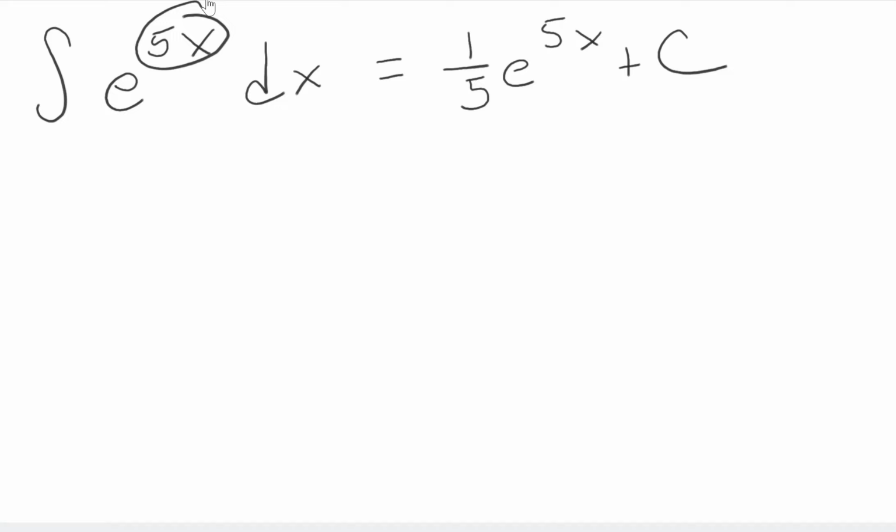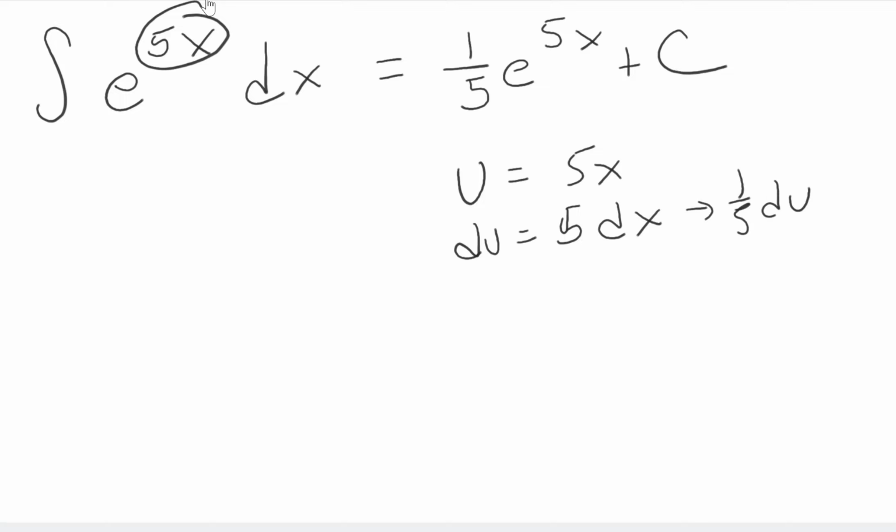So I don't have a 5. So I know I'm going to have that 1/5. So that u was 5x. So du is 1, or is 5 dx. So that becomes the 1/5 du.